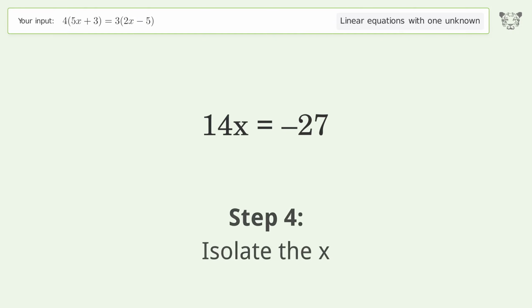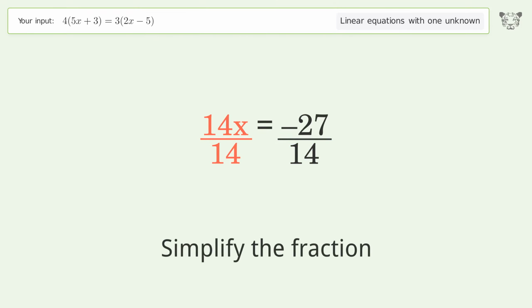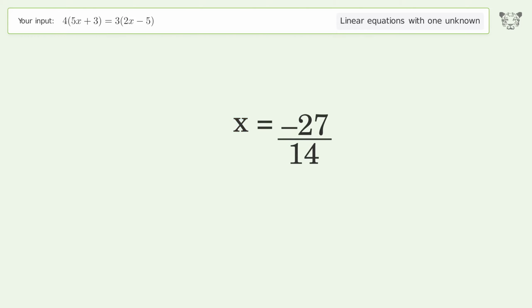Isolate the x. Divide both sides by 14. Simplify the fraction. And so the final result is x equals negative 27 over 14.